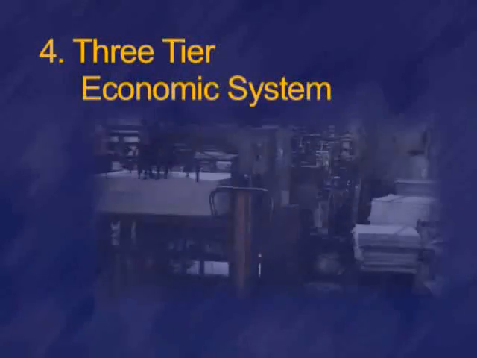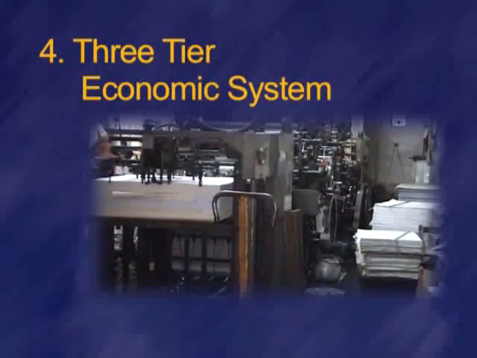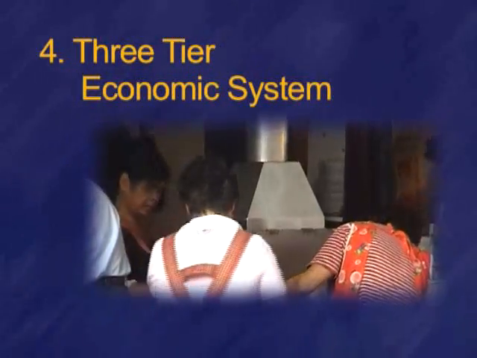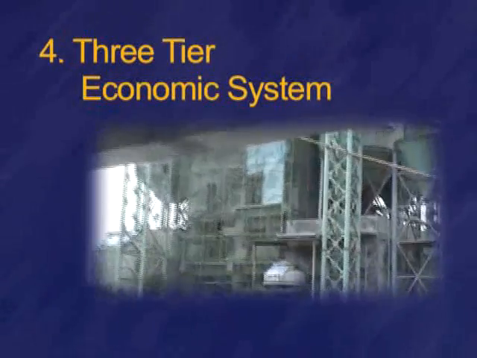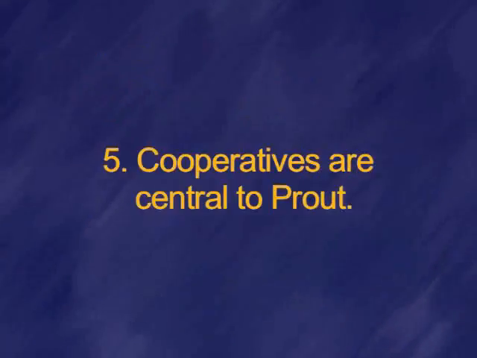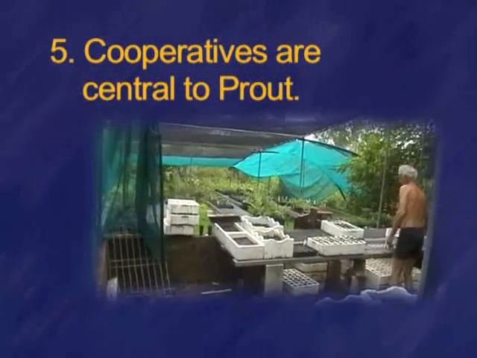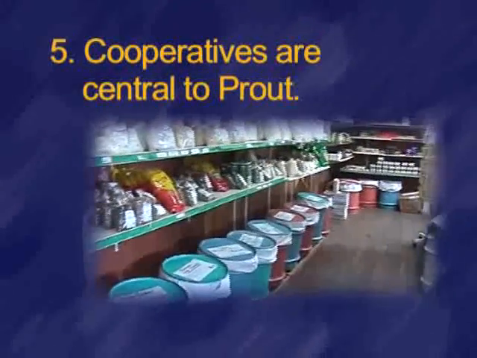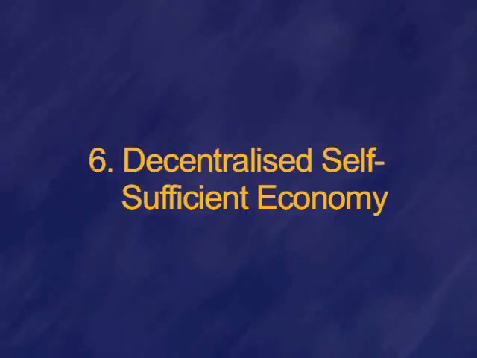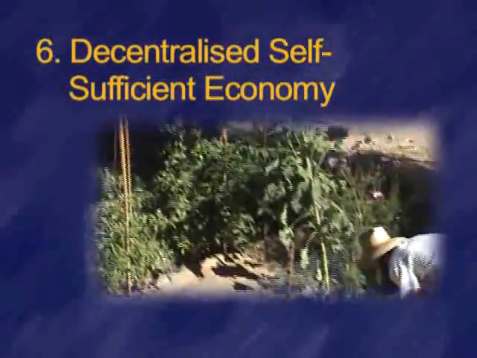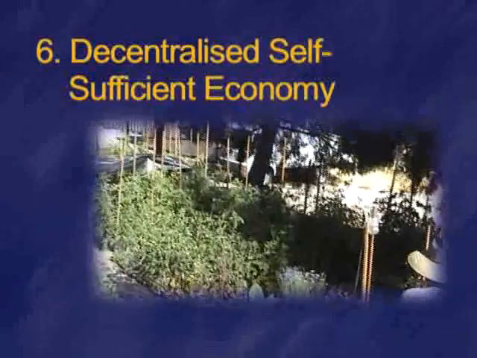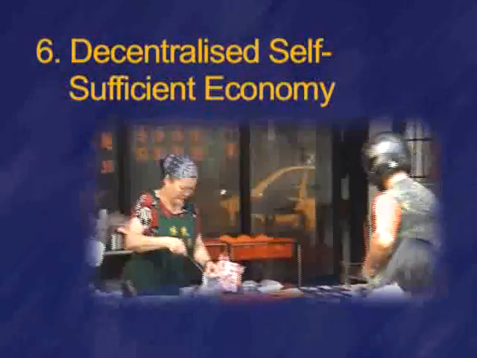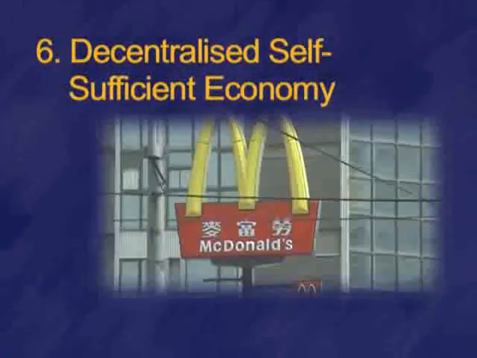Four. Prout advocates a three-tier economic system. This is made up of privately owned small business, cooperatively owned medium to large business, and government-run large industries. Five. Cooperatives are central to Prout's economic system and are the basis of economic democracy. Six. Prout aims to create decentralized economic areas that are, as far as possible, self-sufficient. All businesses would be locally owned, so there would be no room for multinationals or outside exploitation of an area.